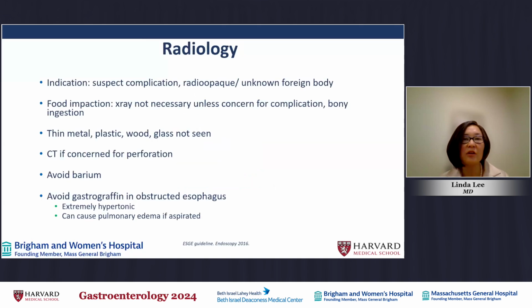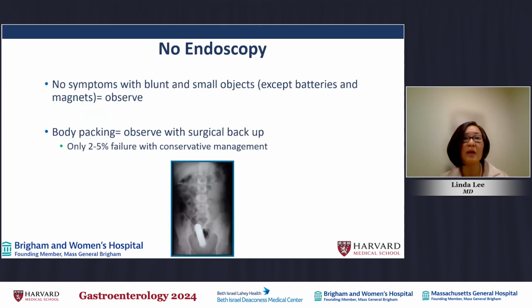And as far as radiology goes, really the reason to do this is if you're suspecting a complication and if you're trying to figure out where a radiopaque or unknown foreign body may be. For food impaction, x-rays are not necessary unless, again, you're concerned about a complication or that there may have been a bone in what they ingested. Absolutely do a CT if you're concerned about perforation. Do not give these patients barium or gastrografin, though.